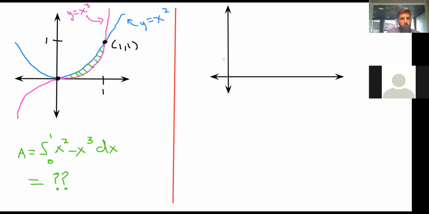So here's my exponential function. What do we know about the function e to the x? Well, we know that it intersects at the point 0, 1.